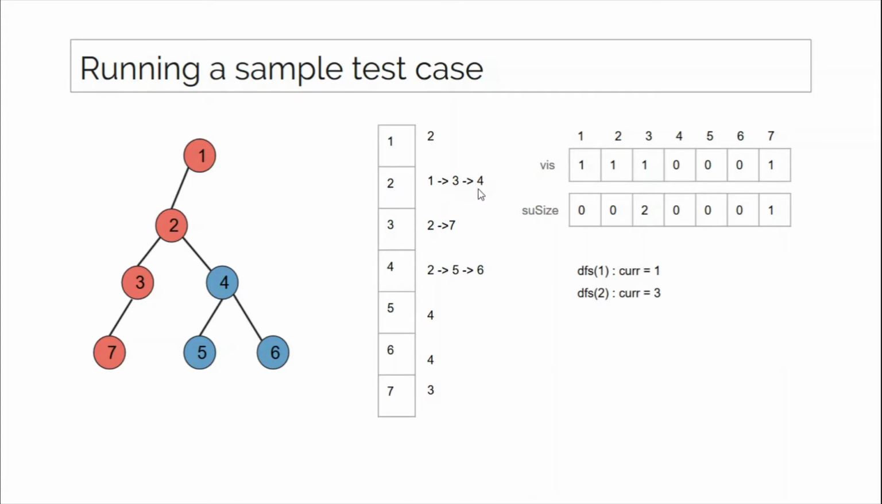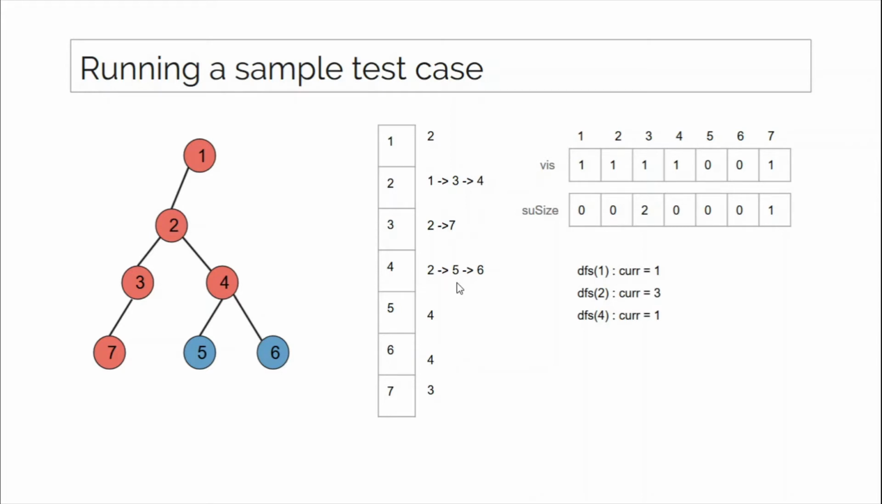Now we would move on to node 4. Node 4 is not visited, so we would make a DFS call to node 4. Its current would be initialized with 1. Now in the adjacency list of node 4 there is 2, but 2 is already visited, so it has to be its parent. We would move on.